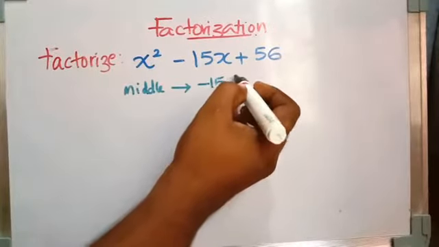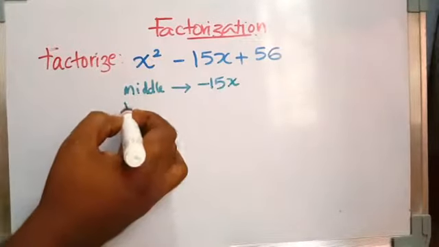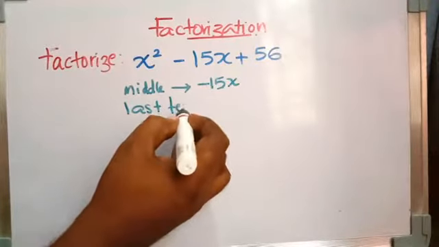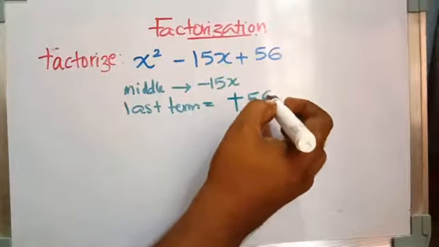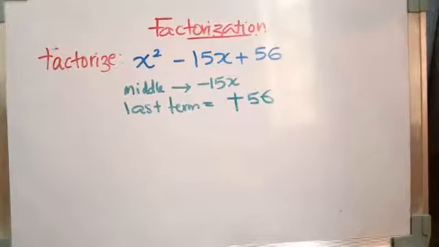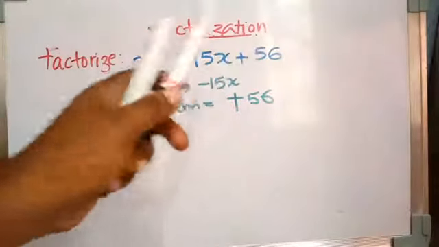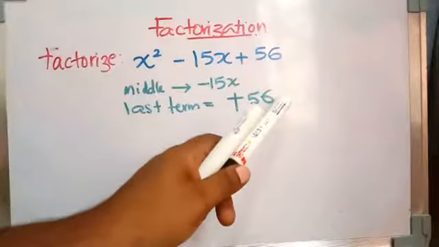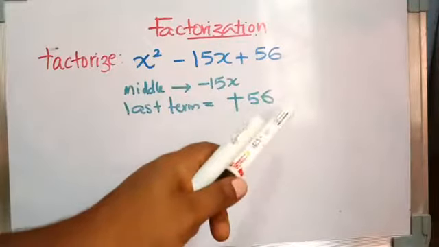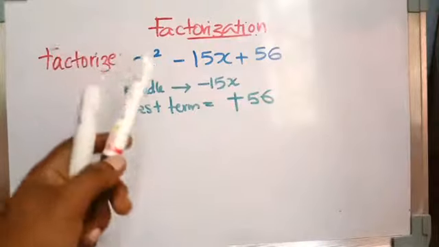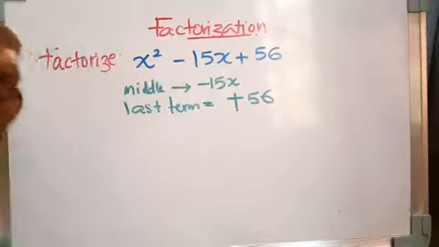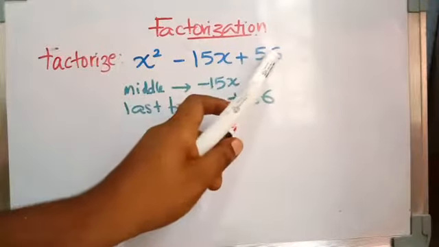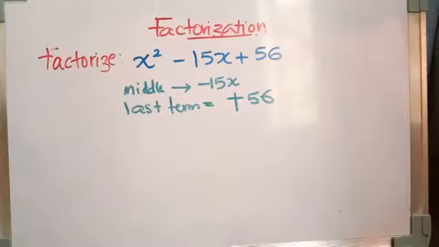Minus 15x. And the last term is plus 56. Actually, when we take the last term, there are some concepts like these two should be multiplied and that considered as the last term, as the product. That means the sum is the middle term. What is the sum? The sum should be the middle term, and the product should be the multiplication of 56 and x squared. Different concepts are there.